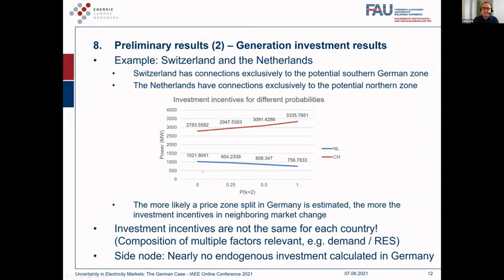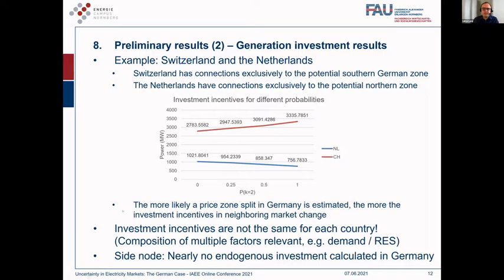So and also this is a very good result actually to show that, for example, in Switzerland, these investment incentives would rise with the probability of a price zone split, because as I said, the prices in the south of Germany would rise and Switzerland could face a potential export in the end, right? And this is actually just the opposite for the Netherlands. So these two results are very much intuitive and prove that probably the model is working. And it's interesting that they depend on the level of probability that we're looking at. So this is Switzerland and the Netherlands.